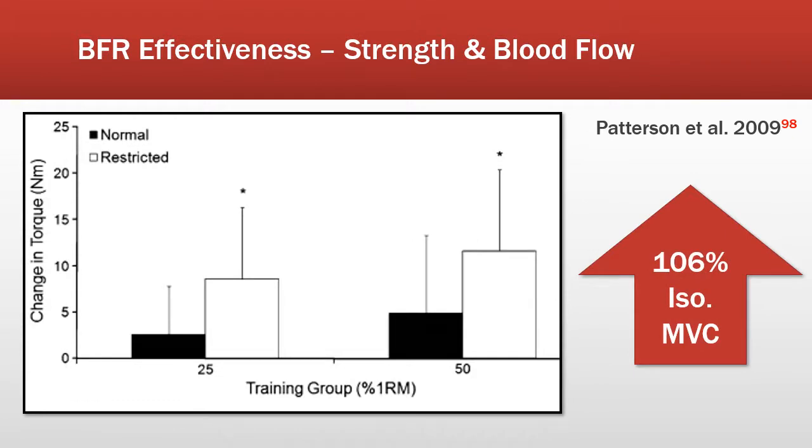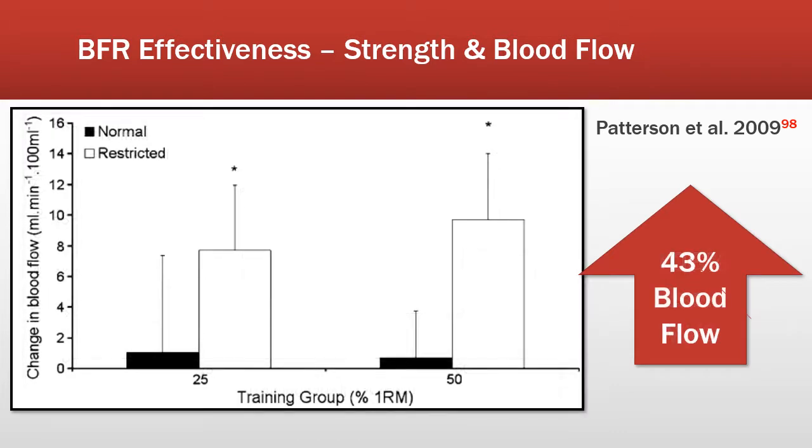When you look at isometric max volitional contraction, same story. This time the difference was much more drastic, as there was a 106% increase in the MVC compared to that of the non-restricted limb. Keep in mind, these are the same individuals. We're simply comparing the restricted limb versus the non-restricted.